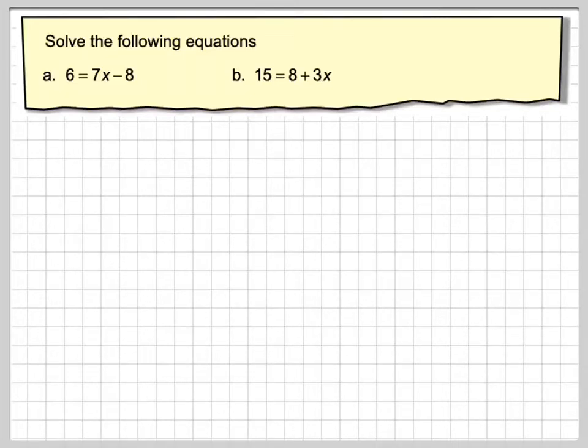Well, here in this video we're going to solve linear equations with two steps, except the x is on the right hand side. So here we've got 6 is equal to 7x minus 8, and then 15 is equal to 8 plus 3x. The keywords are balance and opposite.